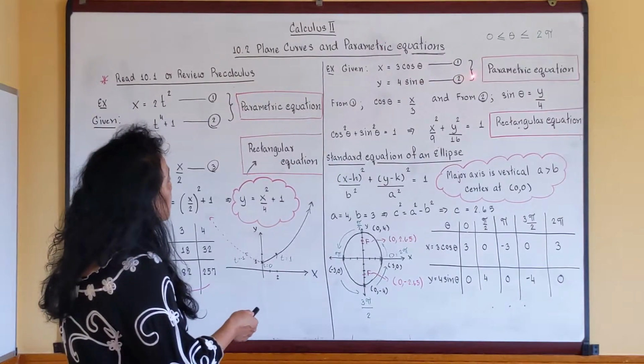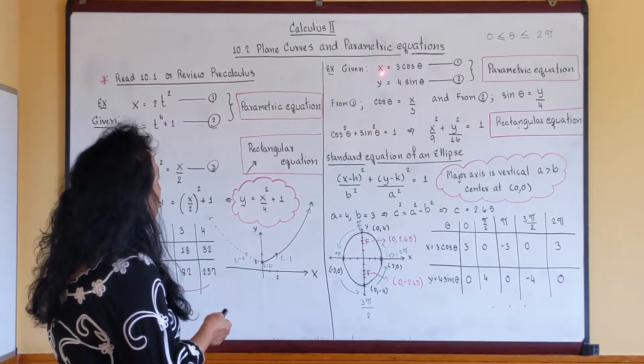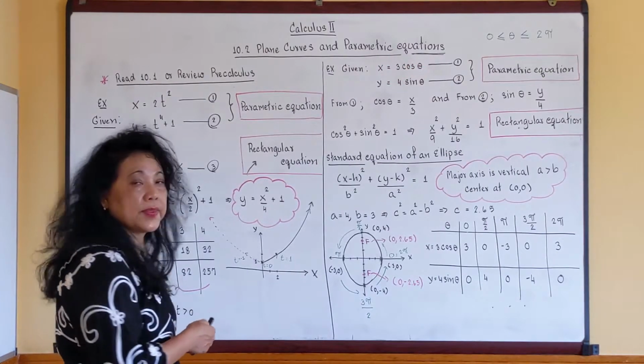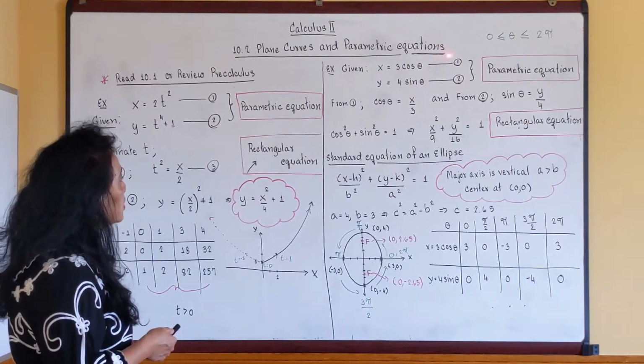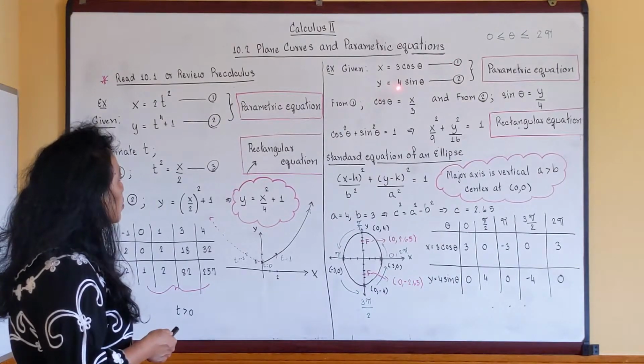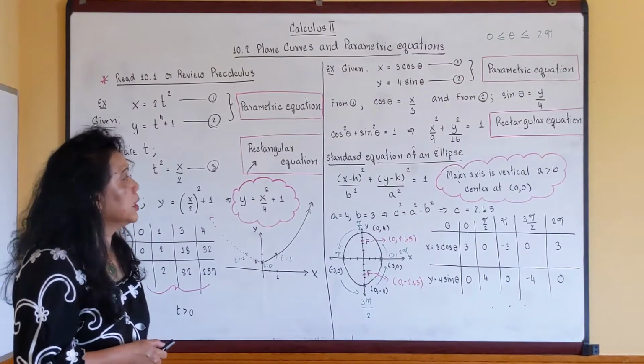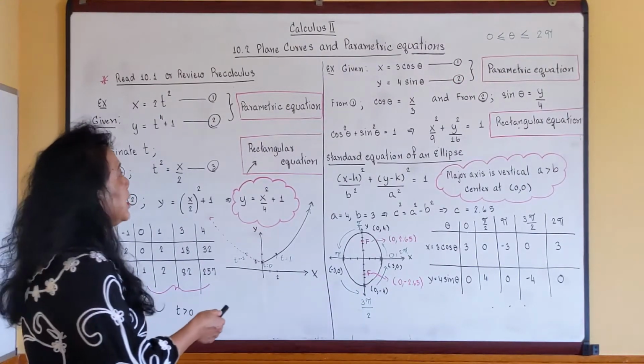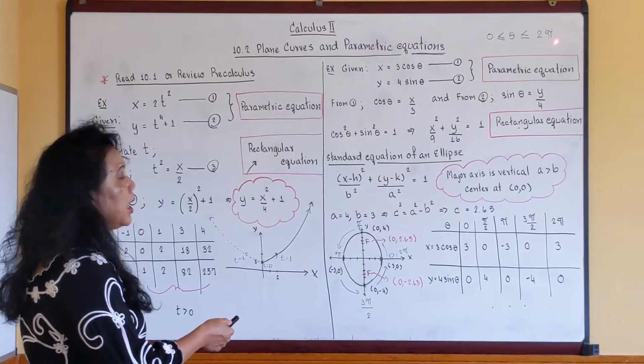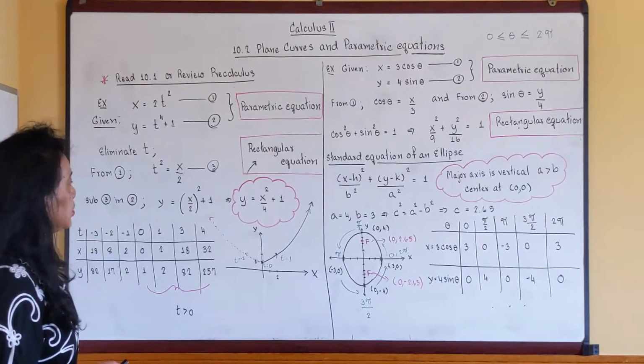I'm given this parametric equation. x is equal to 3 cosine theta. I call it equation number 1. y is equal to 4 sine theta. I call this equation number 2. It's a parametric equation, and theta is between 0 and 2 pi, including 0 and 2 pi.